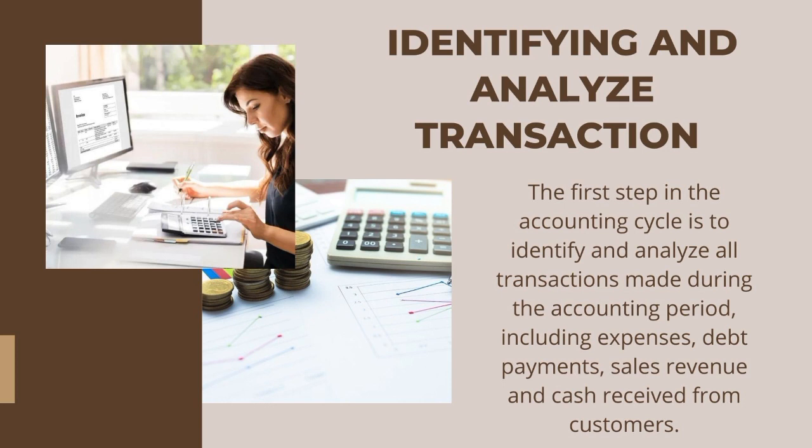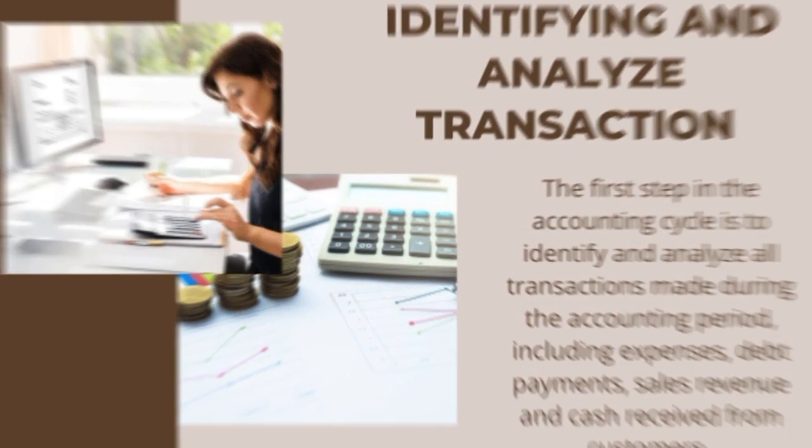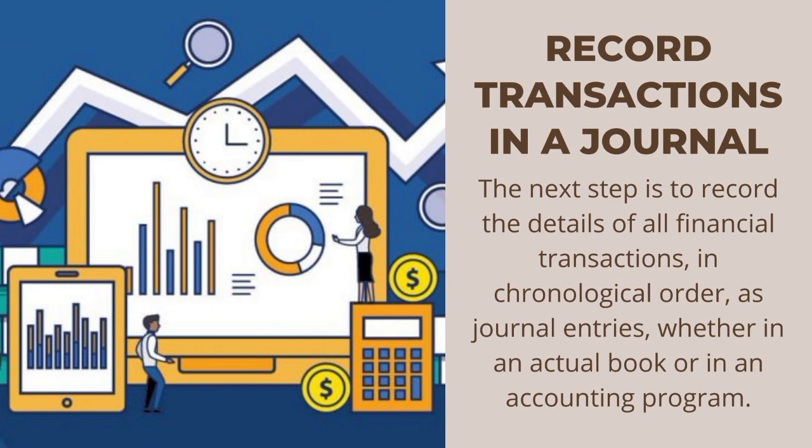During this initial stage, companies go through every transaction that affects their financials. This should be an ongoing step for companies that are continuously creating customer invoices, buying inventory, paying bills, making payroll, and collecting cash. The next step is to record the details of all financial transactions in chronological order as journal entries, whether in an actual book or in an accounting program.